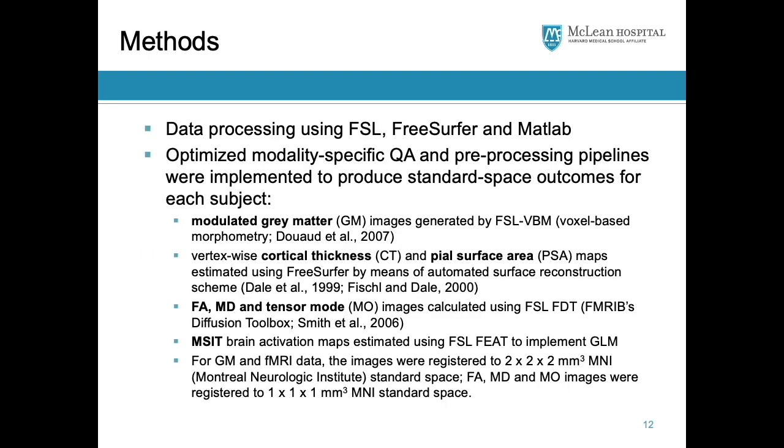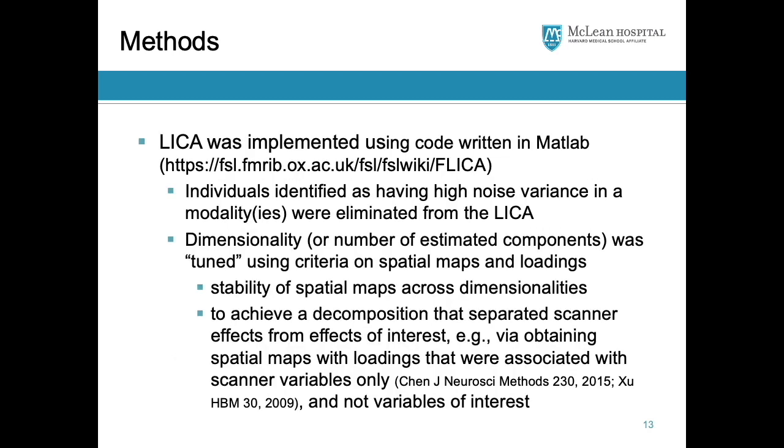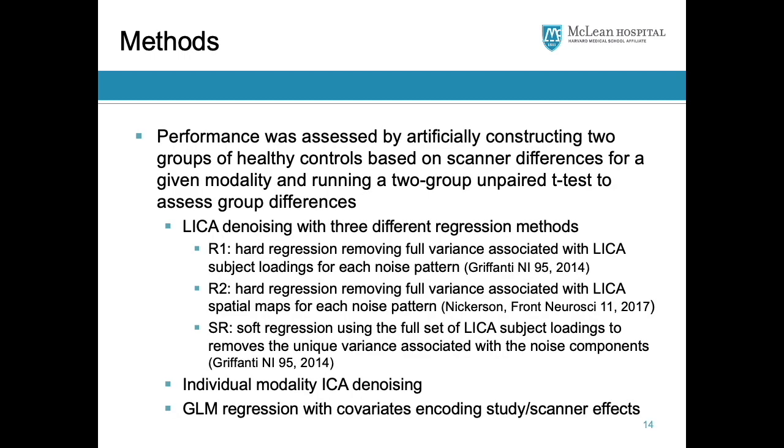Standard data processing was done with optimized modality-specific QA and pre-processing pipelines to compute modulated gray matter concentration maps, cortical thickness and pial surface area maps, FA, MD and tensor mode maps, and multi-source interference task brain activation maps. These were all fed into linked ICA, and more details of how we actually implemented this and achieved a decomposition that separated out signals from noise are provided in our paper.